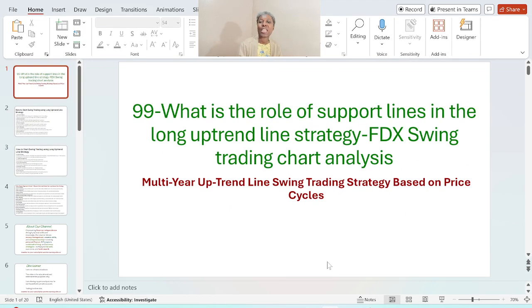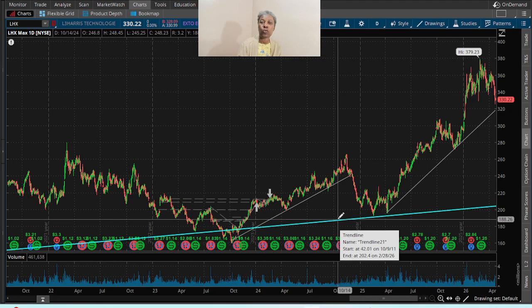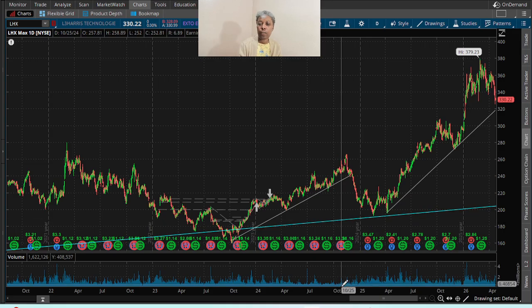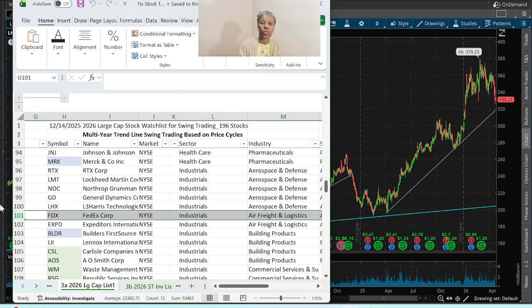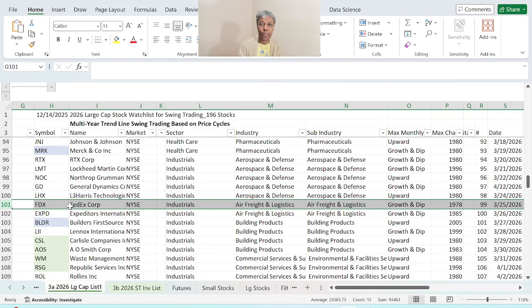Hello, what is the role of support lines in the long uptrend line strategy? Well, I use support lines to buy my stock. For instance, we are going to analyze FDX as of today, April 24th, 2026.